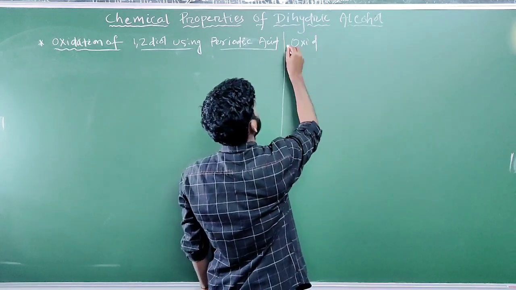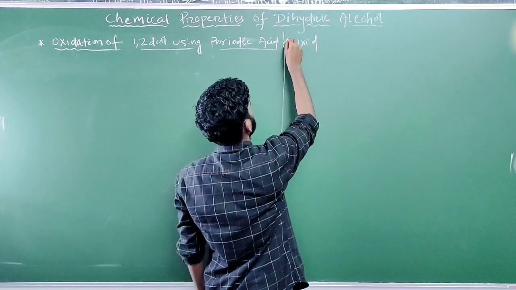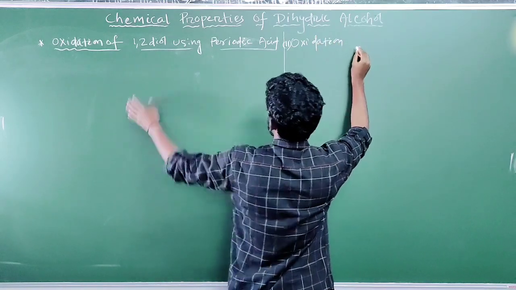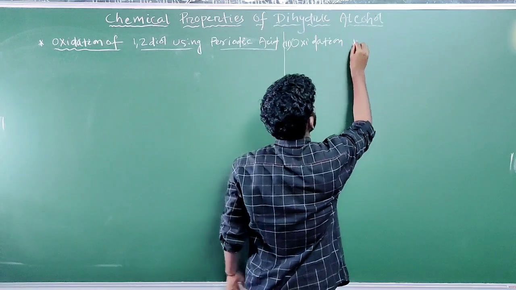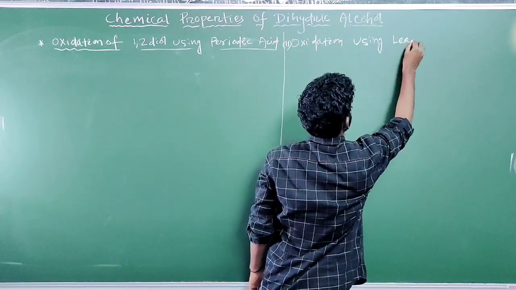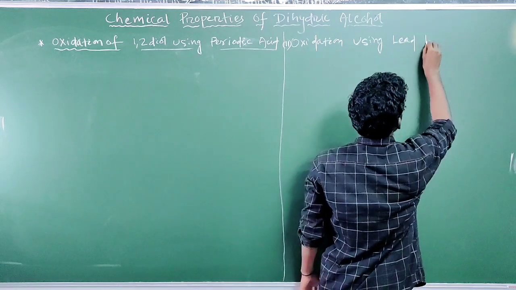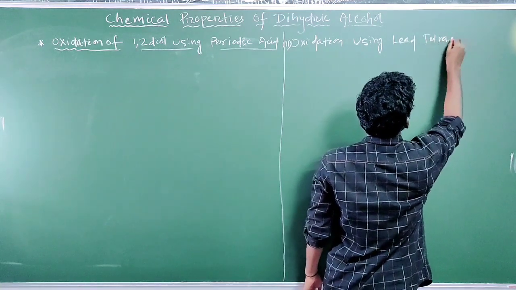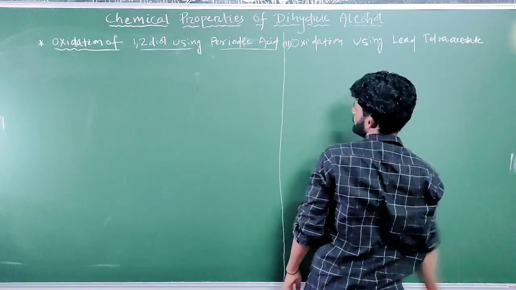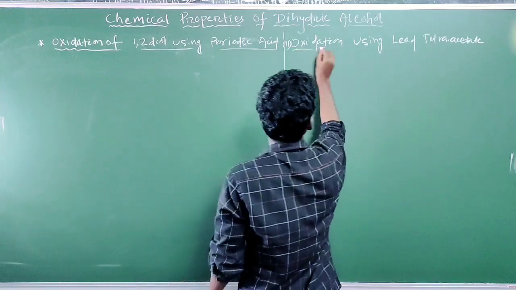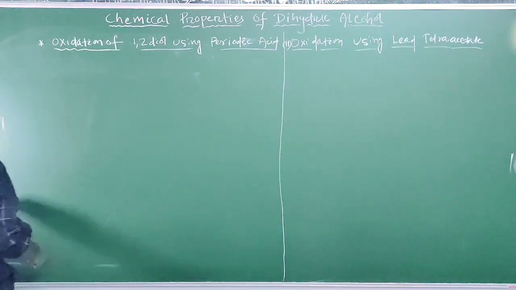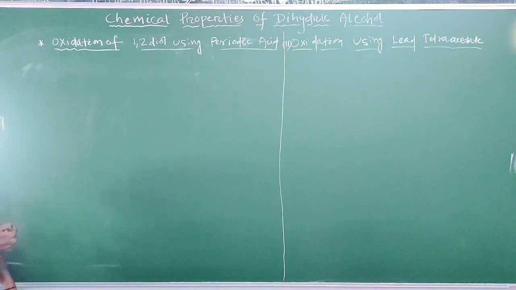And next is the second, double I. Oxidation of 1,2-diol using lead tetraacetate. So what is the reaction? First write its reaction.